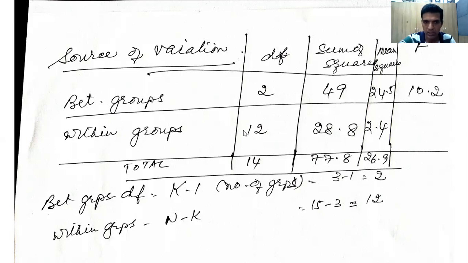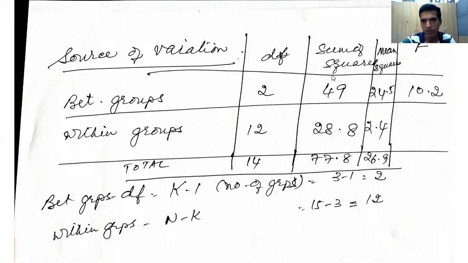Within groups is 12. Why? Because the formula is n minus k. So n is the total number of subjects, total number of people, minus k, that is groups. So 15 minus 3 is 12, is the value of within groups.